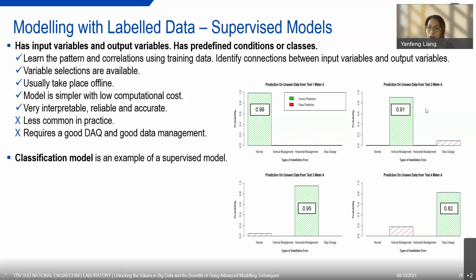Next, however, if we look at another set of data, here the model predicted with a probability of 0.91 that this data set was gathered when the meter was set up in a vertical misaligned manner. In other words, we have a problem because the model has told us that there is something wrong with this data. This data was not gathered from a healthy meter. Therefore, action needs to be taken. We need to go and fix it because it's been set up in a vertical misaligned manner.